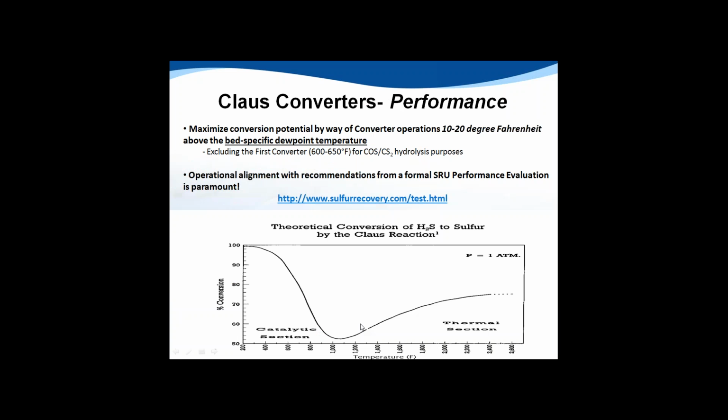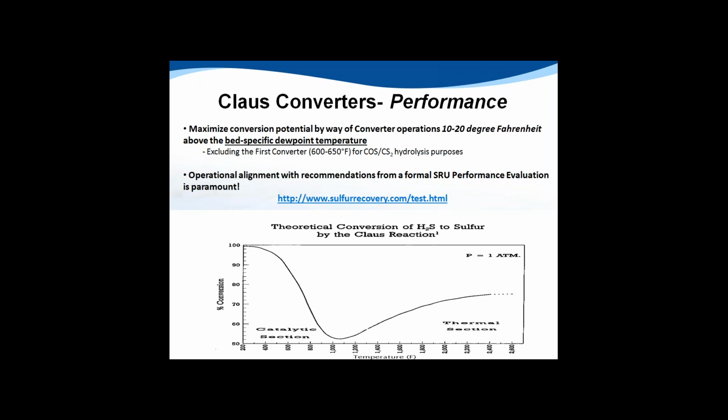Claus converter performance. It's important that we maximize overall conversion potential of the Claus reaction by way of best practice operations. We want to operate our reactors at temperatures that are 10 to 20 degrees Fahrenheit above their bed-specific dew point temperature. We see in the diagram on the bottom left the catalytic section. As we follow the plot, on the x-axis we have temperature, and on the y-axis we have conversion. We see that as we reduce temperature, we are able to enhance our overall conversion potential.